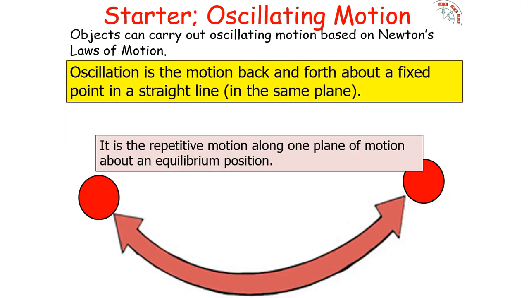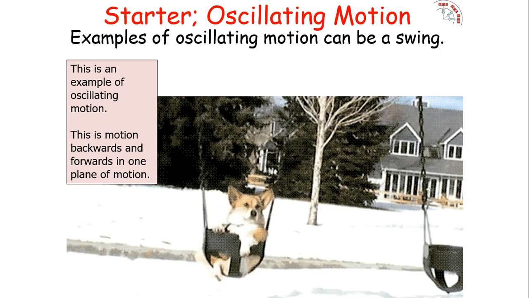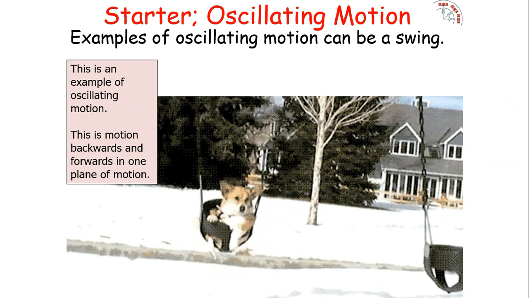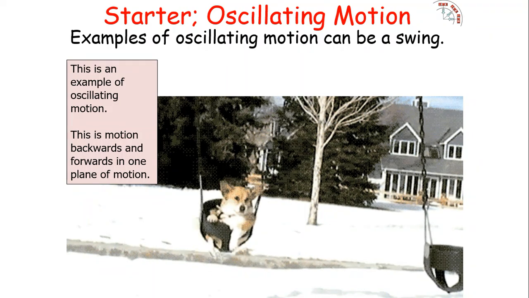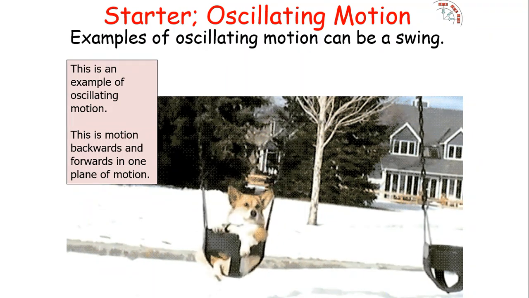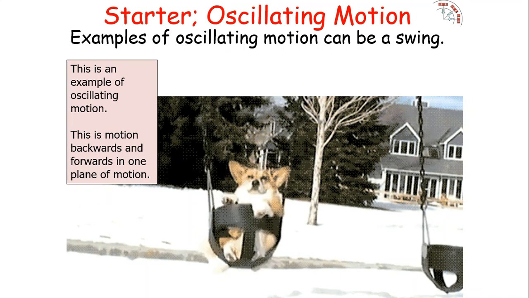Now, basically, oscillations or oscillating motion is the motion back and forth about a fixed point in a straight line in the same plane. It's the repetitive motion along one plane of motion about an equilibrium position. So what can we have as examples of oscillating motion in the real world? Well, you can have a swing, because in a swing the object's going backwards and forwards in one plane of motion.